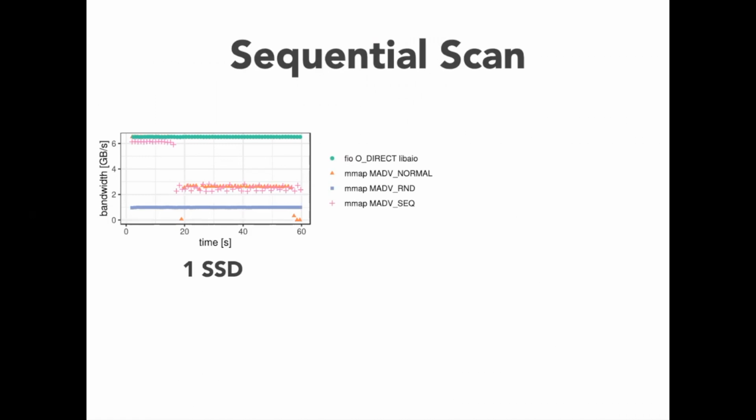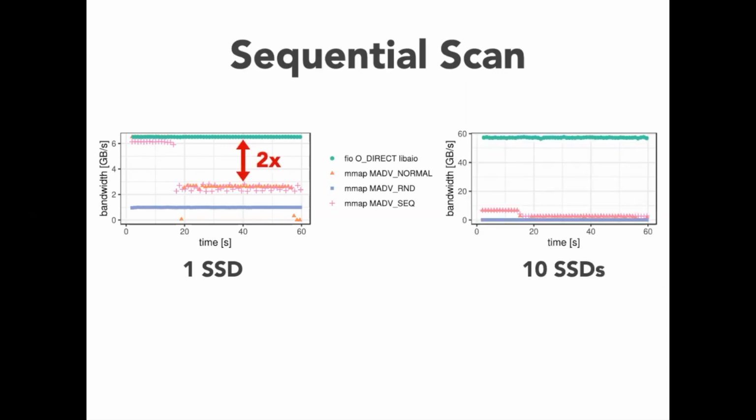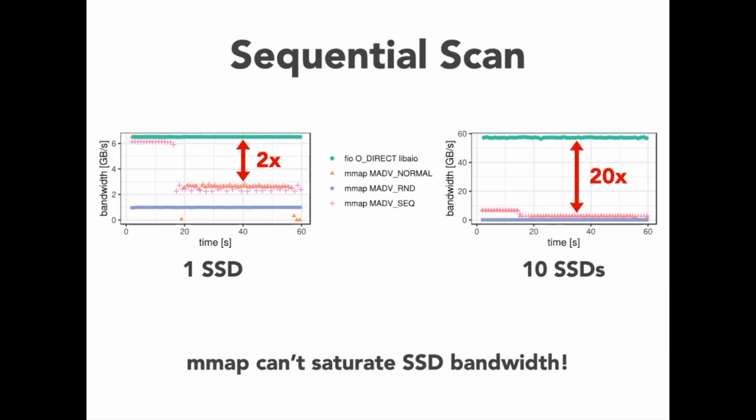Next, we looked at the read bandwidth of a sequential scan, which would be typical in an OLAP workload. We started with a single SSD, and we see that the random hint performed much worse than the other two, which again makes total sense. And we also observed the same sort of drop-off in performance that we saw in the previous workload, which happens when the page cache fills up. MMAP was initially on par with FIO, but then it levels off at about 2 times worse. When we repeated the experiment with 10 SSDs using software RAID 0, the performance gap is even more pronounced, and MMAP was about 20 times worse. So the main takeaway here is that for sequential workloads, MMAP falls far short of saturating the SSD bandwidth.